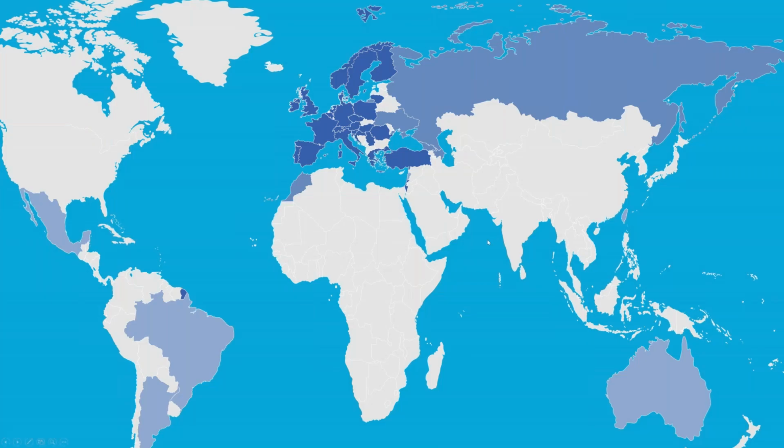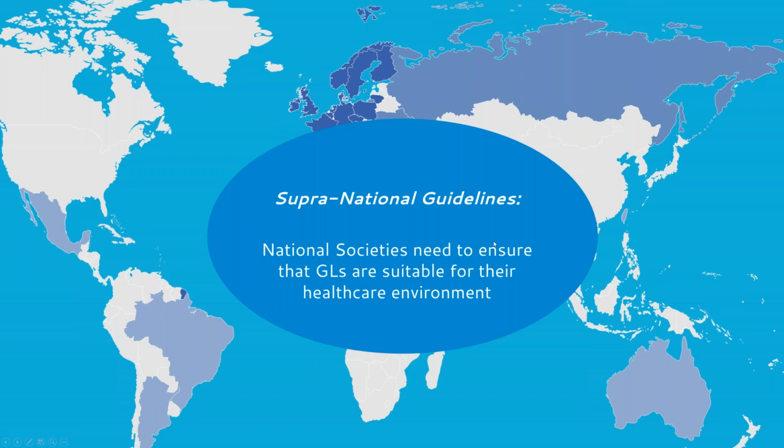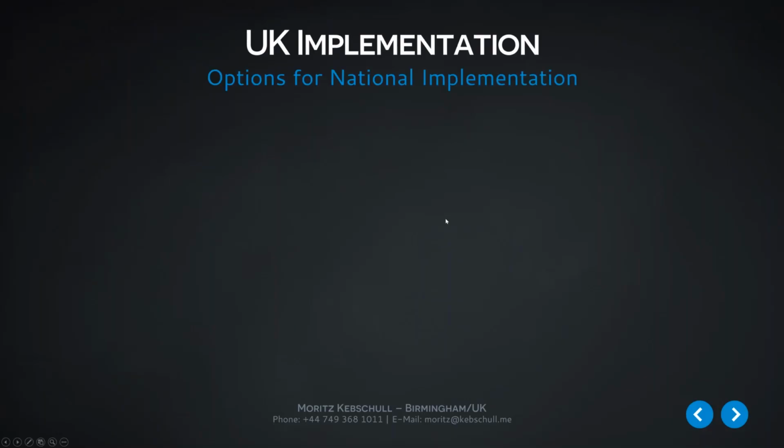So now we're looking at a guideline that was built for 37 nations all around the world. This is a problem because it is by definition a collection of supranational recommendations, a supranational guideline. So if you wanted to bring this into the United Kingdom, we would need to ensure that the guidelines are suitable for the healthcare environment and the culture and the specifics of the country, maybe also the medical legal implications. And to do so, there are different options.